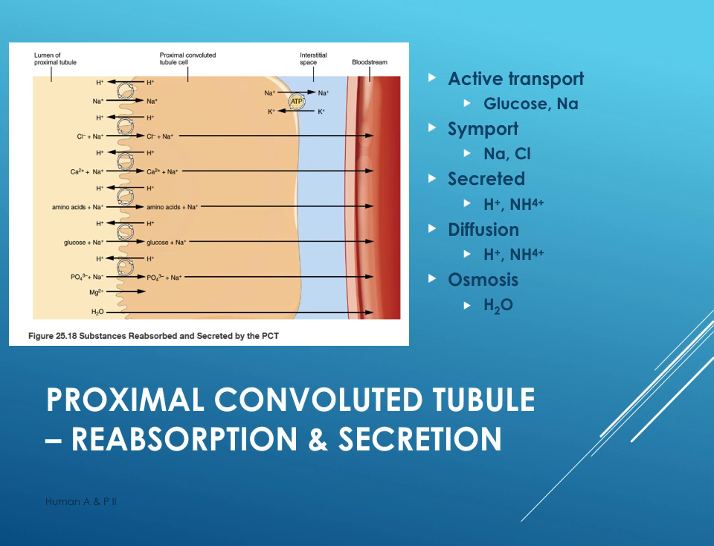And so the proximal convoluted tubule is the most active part. These cells lining the nephron are actively transporting this stuff back, and it's going into the bloodstream. It's going into the peritubular capillaries.